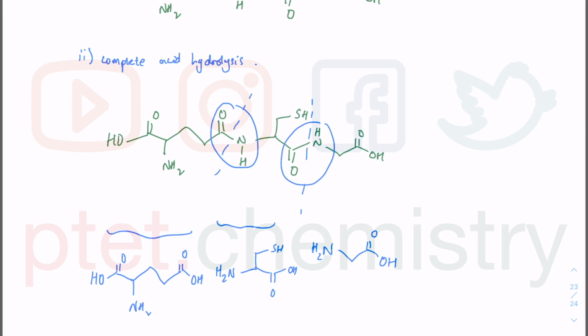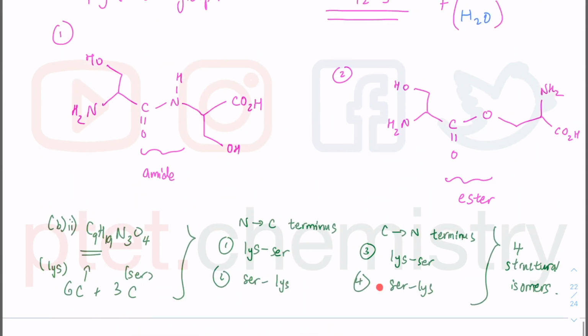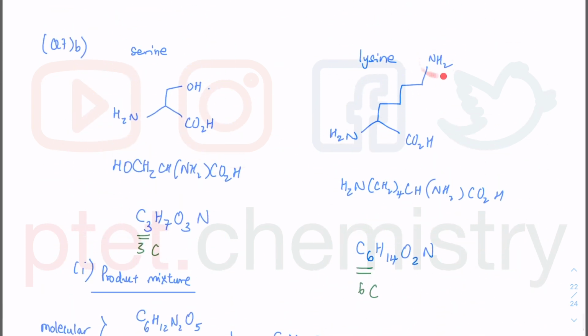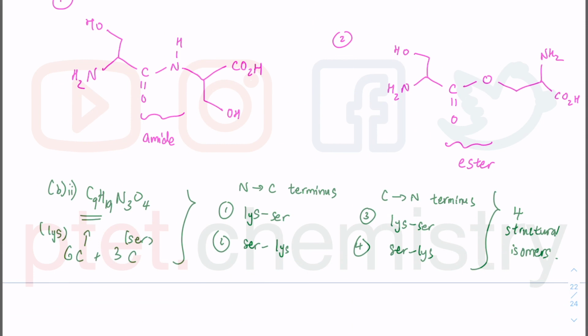So what can we say? Oh, I just remember one thing. I think I made a mistake here, because this is something with the NH2 on the side group. So we are still looking at nitrogen to carbon terminus. Carbon to nitrogen is not allowed. But this is nitrogen to carbon terminus using the NH2 on the side chain.